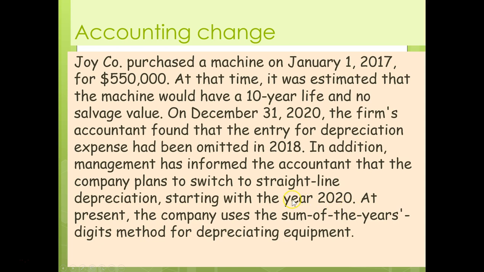Now let's look at an accounting change. Joy Company purchased a machine on January 1st, 2017 for $550,000. At that time, it was estimated that the machine would have a 10-year life and no salvage value. On December 31st, the firm's accountant found that the entry for depreciation expense had been omitted in 2018. In addition, management has informed the accountant that the company plans to switch to straight line, starting with 2020.